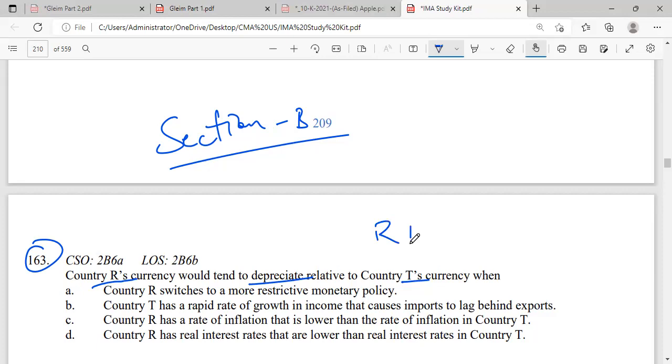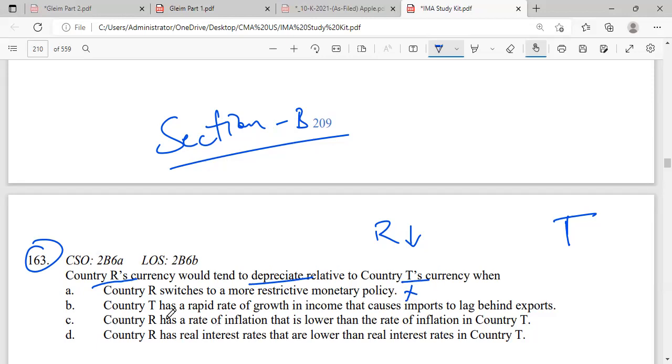So R's value would go down in comparison to T. That's what he is saying. Now that will happen if country R switches to a more restrictive monetary policy. See, if country R switches to a more restrictive monetary policy, it means that there will be more rules and regulations in place. When there will be more rules and regulations in place, then why will the currency value of R depreciate? I don't think so. That can't be the answer. So I'm scrapping that out.